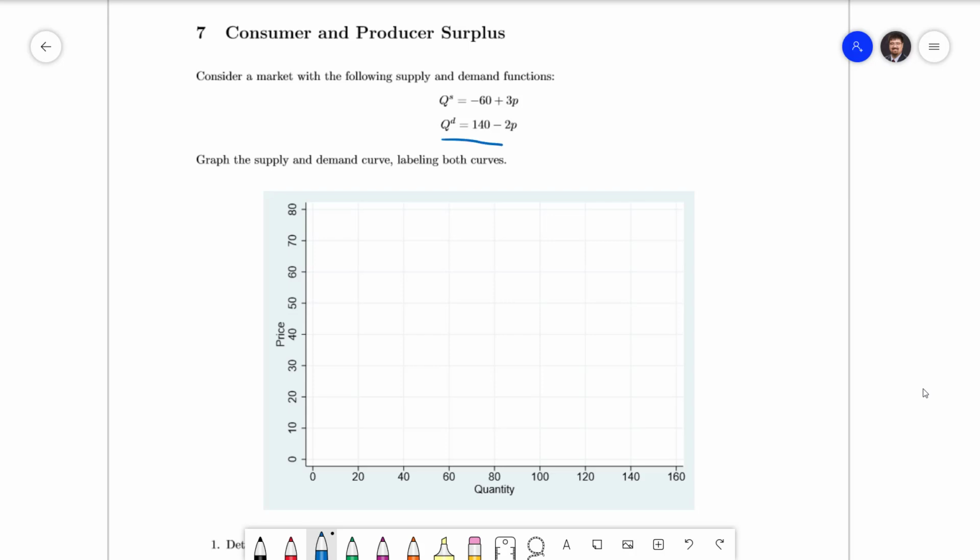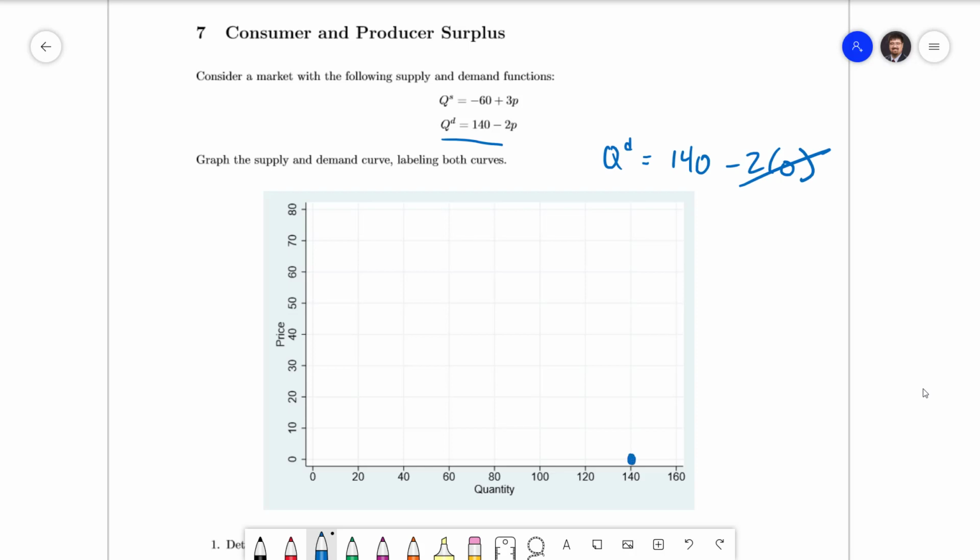To graph the demand curve, we need to figure out what the intercepts are going to be. For the quantity intercept, we are going to plug 0 in for the price. So we get QD equals 140 minus 2 times 0. That's going to just cancel out, so we'll get 140. That's going to be our quantity intercept.